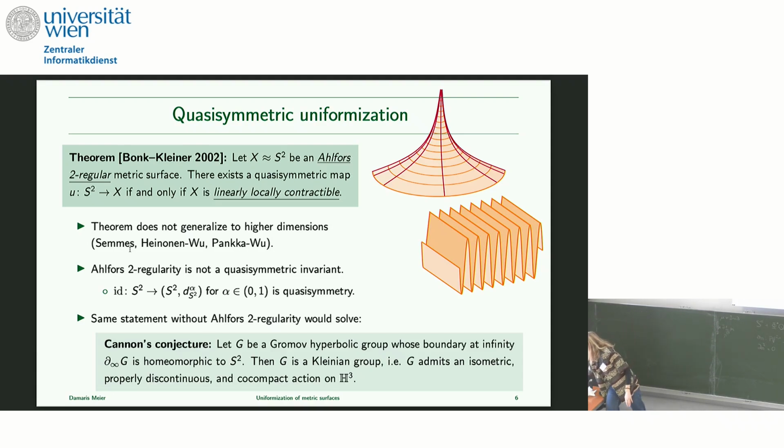And if you're interested in why or how these two statements are related, you can ask a question at the end. Okay, so that's quasisymmetric uniformization, and I'm just saying that to emphasize why this story is not finished here, and why we're looking for further generalizations of this theorem of Bonk-Kleiner.